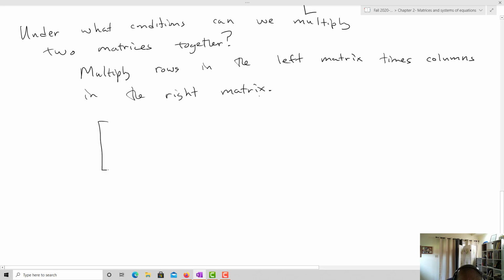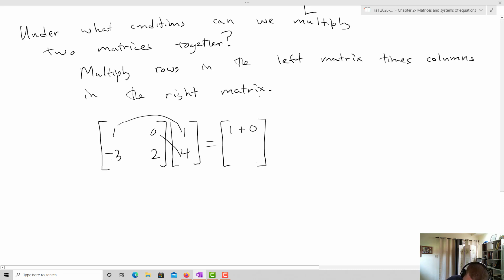So if we look at something like, for example, 1, 0, negative 3, 2, and I want to multiply it now by, in this case, the vector 1, 4, I can do this because I can take 1 times 1 and 0 times 4, okay? And that'll end up giving me 1 plus 0. And I can take negative 3 times 1 and 2 times 4. So I end up with negative 3 plus 8. So that actually works too. And I end up with 1, 5 as my resulting vector. Okay? So that actually works.